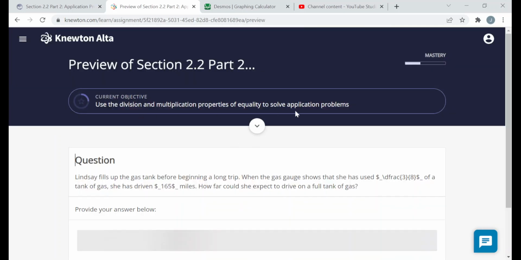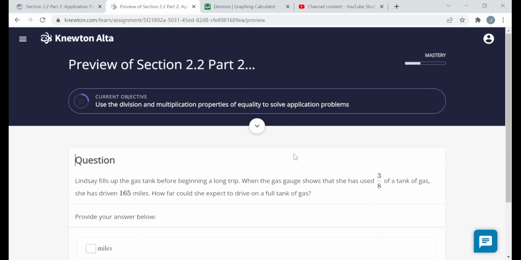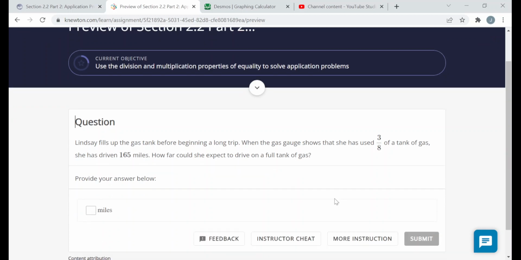All right, so same objective, another word problem. So here, Lindsay fills up the gas tank before beginning a long trip. When the gas gauge shows that she has used 3/8 of a tank of gas, she has driven 165 miles. So how far could she expect to drive on a full tank of gas? Now, this is a thing you can do in a couple ways.